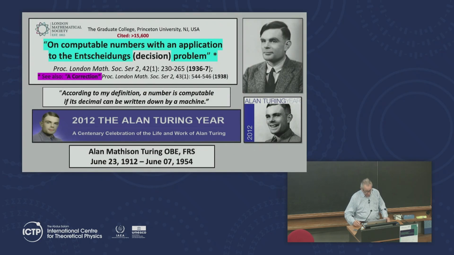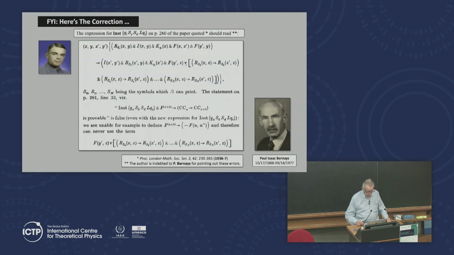That paper eventually came out, and you might be amused to know that there is an addendum to that paper, which most people don't cite when they cite the work, but I thought you might want to see what was wrong with the paper. So this is what was wrong with the paper. Those of you who are not mathematicians shouldn't worry about it, but the errors were pointed out by Bernays, a very eminent Swiss mathematician.